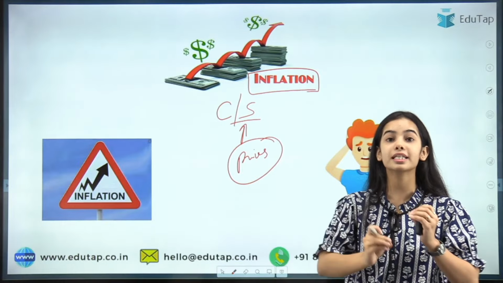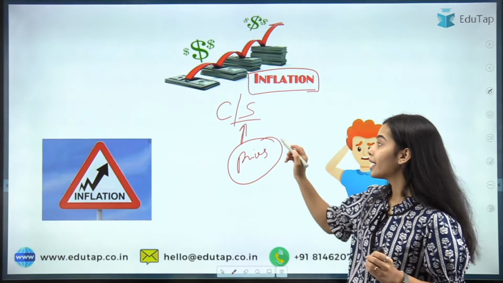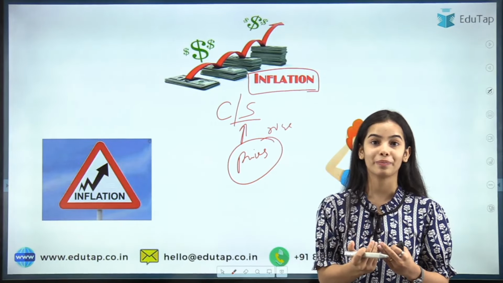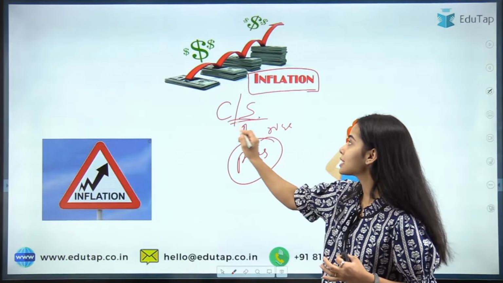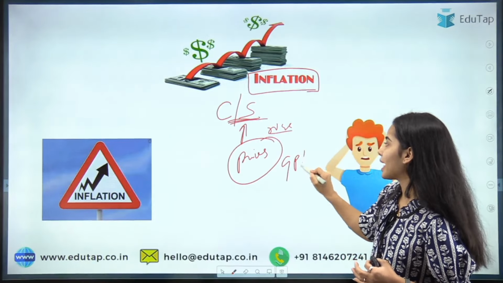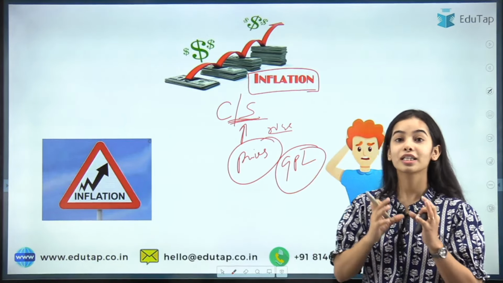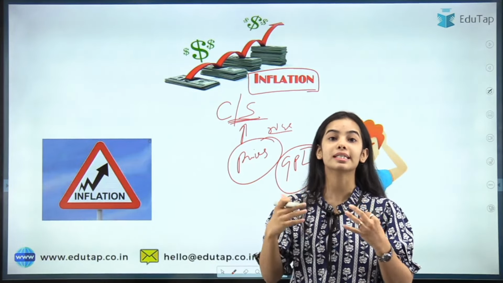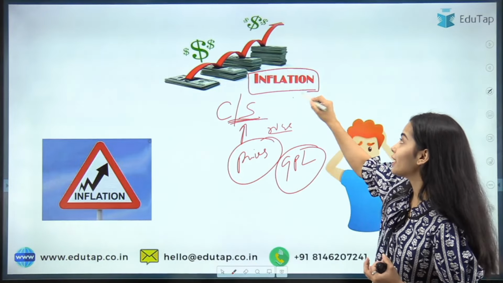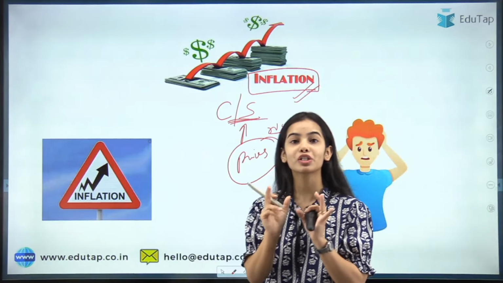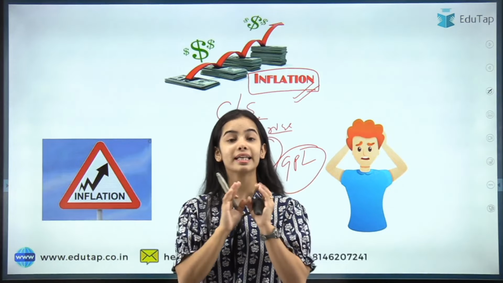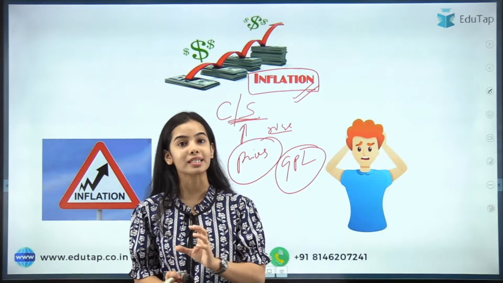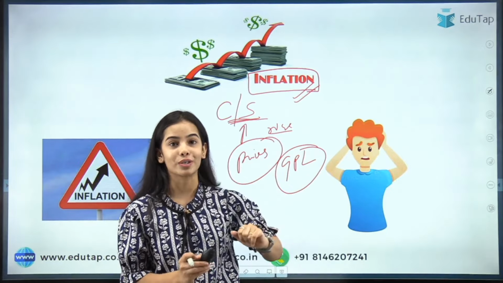Inflation means that when there is continuous or sustained rise in the prices of most of the goods and services of a country. That is, there is continuous or sustained rise in the general price level. That is, the prices of most of the goods and services are rising continuously or in a sustained manner, then it is called inflation. So now I hope you have understood inflation in a simple line, that there is continuous and sustained rise in the general price level, and that is what we call inflation.